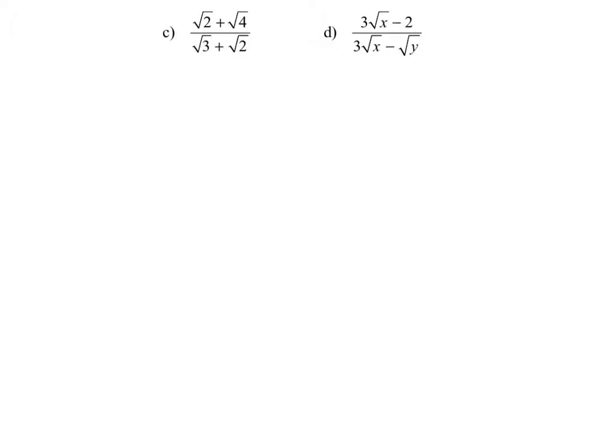Let's simplify the square root of 2 plus the square root of 4 all over the square root of 3 plus the square root of 2 by multiplying the numerator and the denominator by the conjugate. So we start off with the square root of 2 plus the square root of 4 all over the square root of 3 plus the square root of 2. Now I can simplify. The square root of 4 is 2, so I can write that as a 2 there.